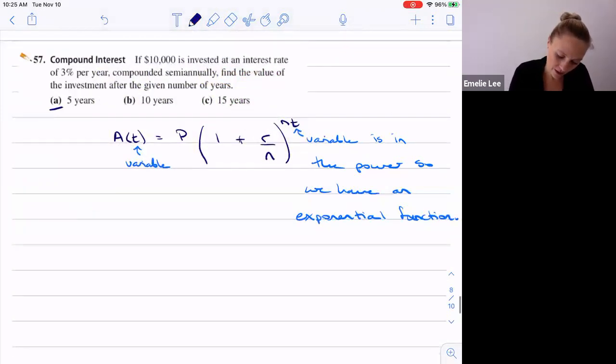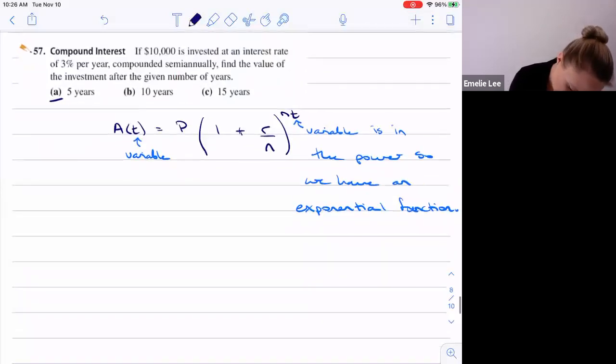So if I want to know, my P is 10,000, the initial investment. If $10,000 is invested at an interest rate of 3% per year, compounded semi-annually, so twice per year, find the value of the investment after the given number of years. Now, this isn't a business math course, so I'm not expecting you to know these frequencies, semi-annually, biweekly. I would just give it to you.